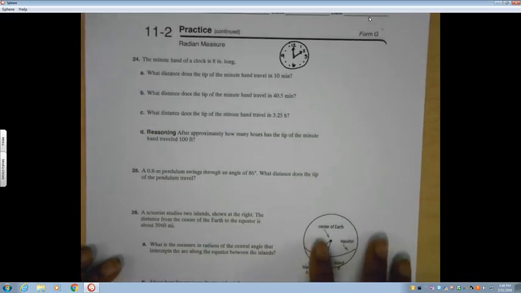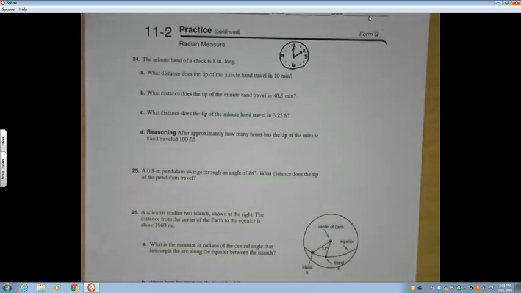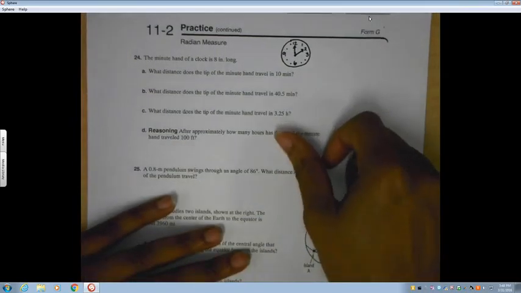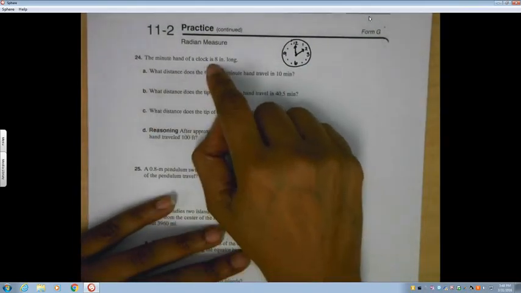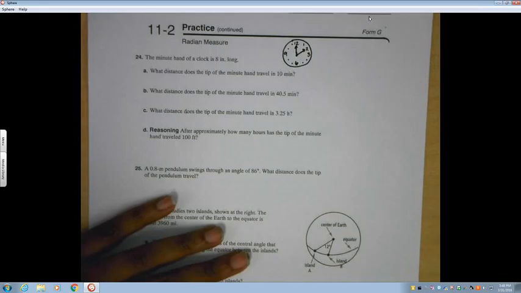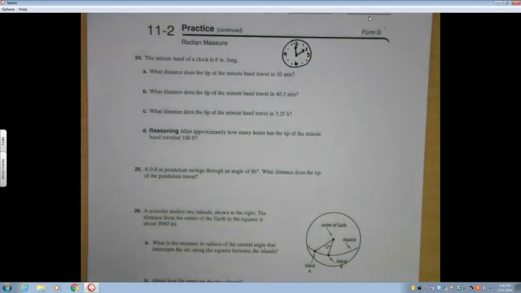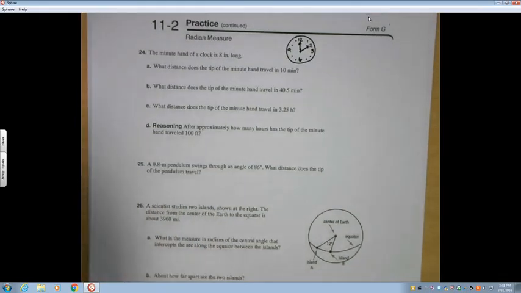Okay, so basically we're doing the same thing using what we know about converting radians to degrees and degrees to radians, but now we're going to do some applications of more problems. So on this first one, I'm going to get you kind of started. The minute hand of a clock is 8 inches long. So basically that's going to be your radius.